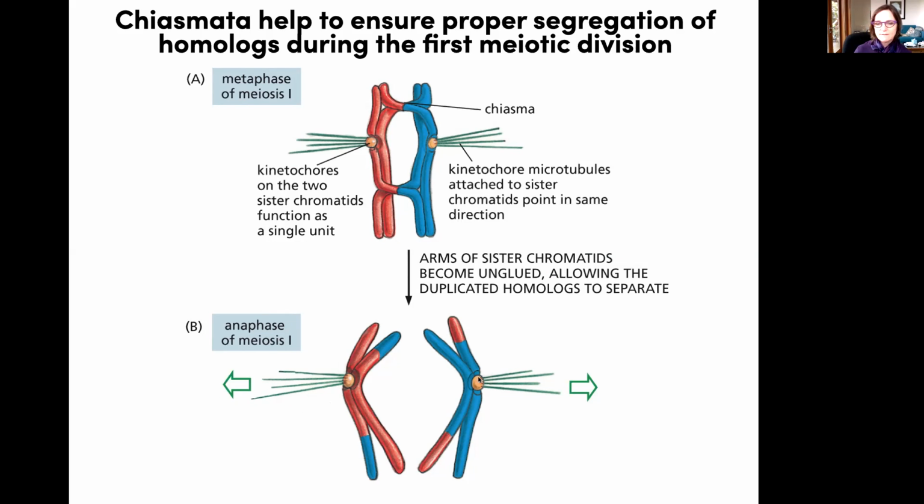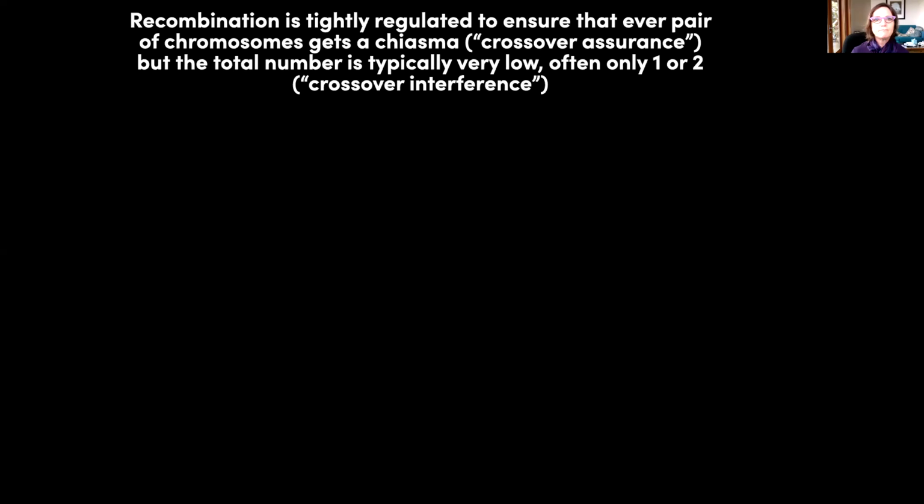And at that point, each homologue attaches to one pole of the spindle, but the sisters stay together. So especially around the kinetochore region, the sisters stay glued together. So the sisters act as a single unit during the first division and only come apart during the second division. And I'll show that a little bit more clearly in a few slides.